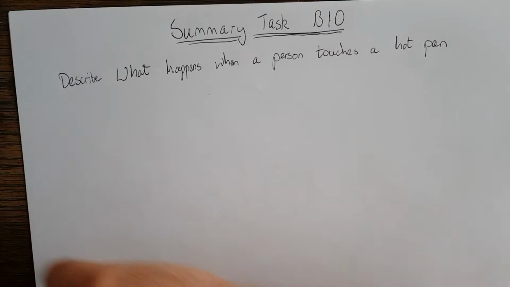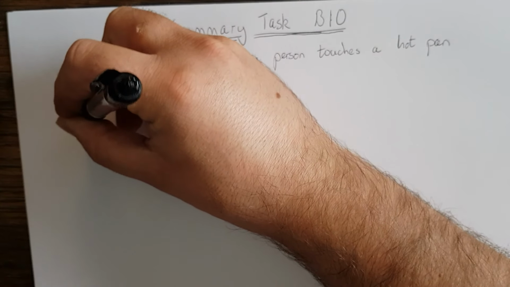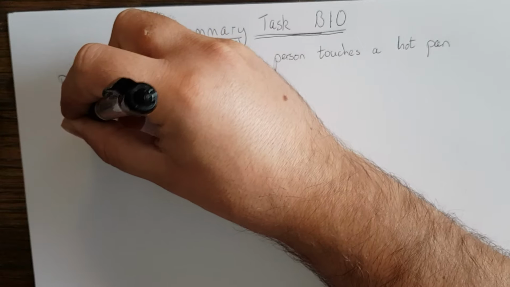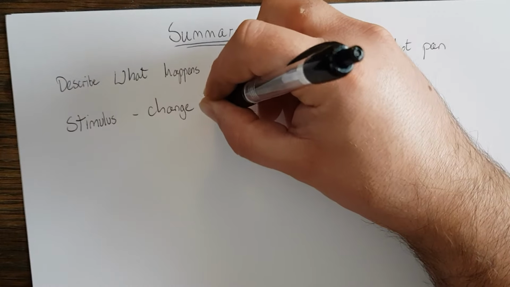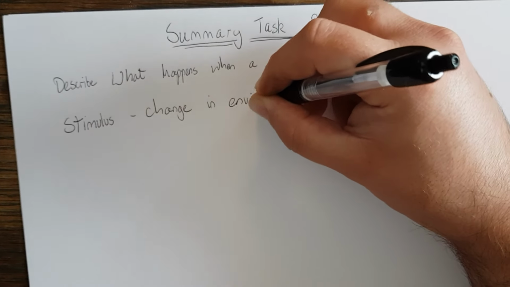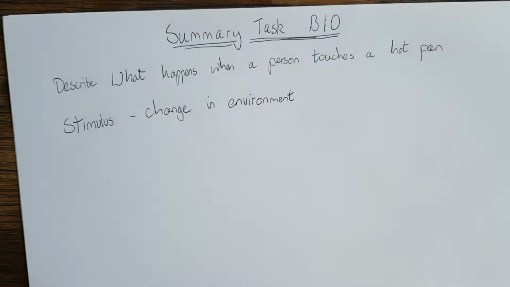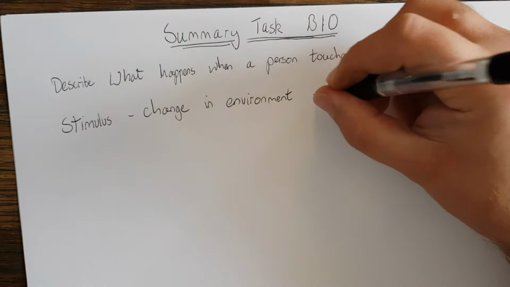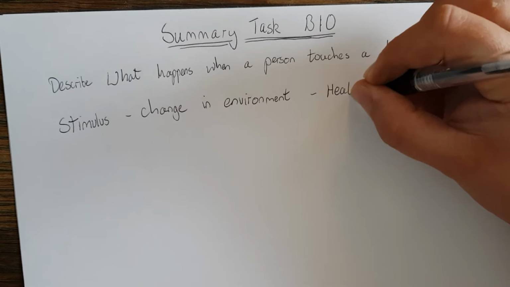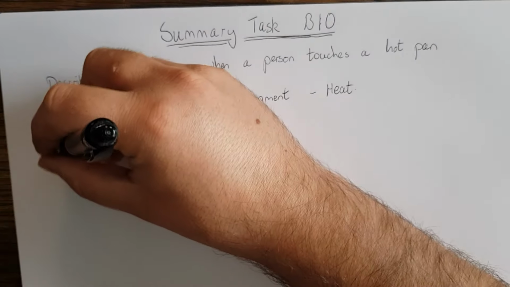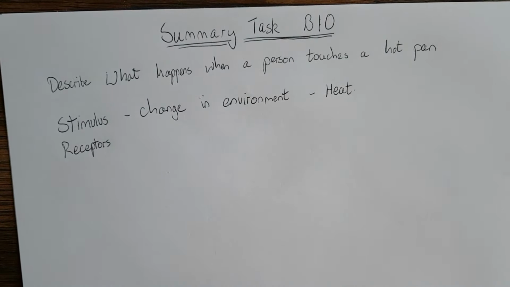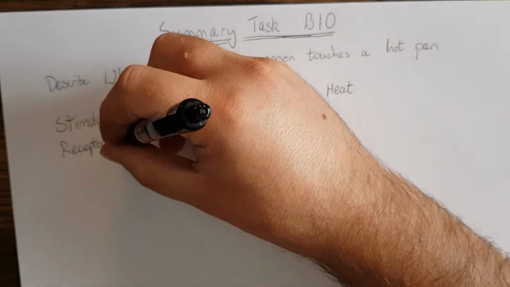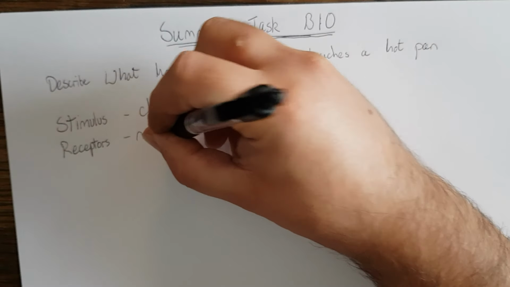So first off, with our nervous system, we always start with a stimulus. Now, stimulus is our change in environment. Now, in this case, touching a hot pan, it is the heat. We've got heat or temperature from the pan. And that's detected by our receptors. Our receptors in this case are the nerve endings in our skin that detect heat or pressure.